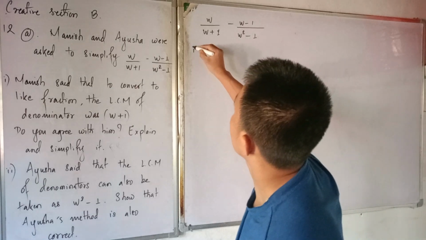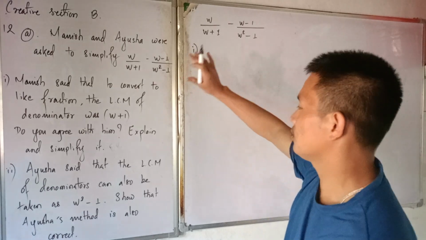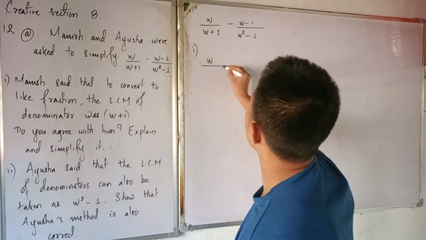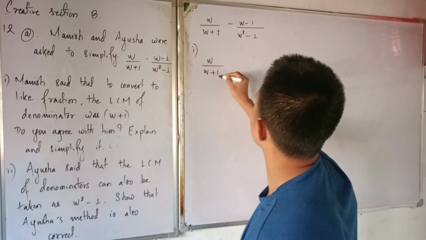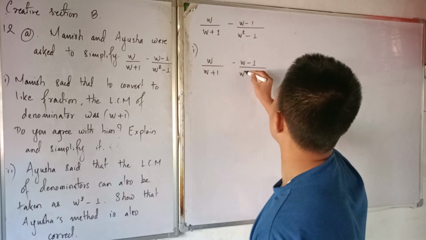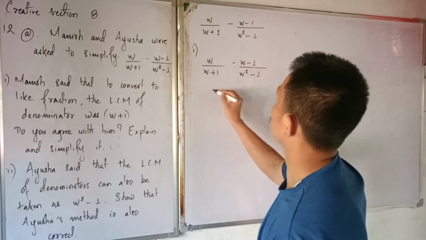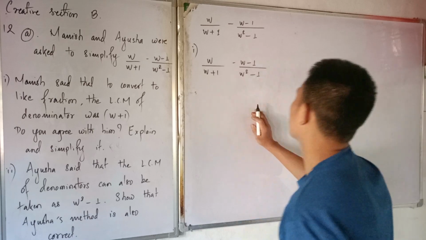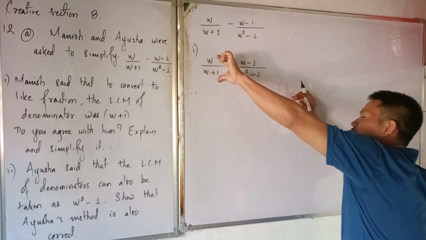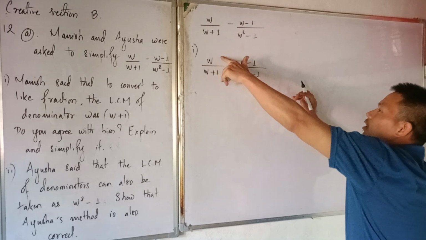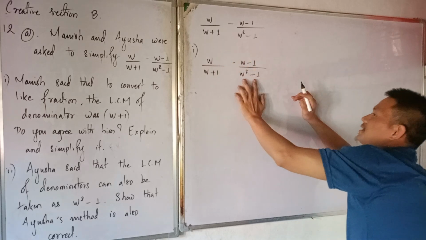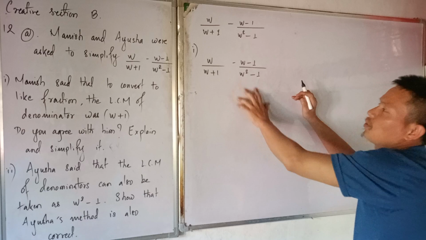Okay, go with the methods of Manis. So we have, according to Manis, if we convert this into like fractions, the LCM will be w plus 1. Okay, so in this first expression we can't do anything about it because it is already in the simplest form. So in here you can see this can be further factorized. Let's see what happens.